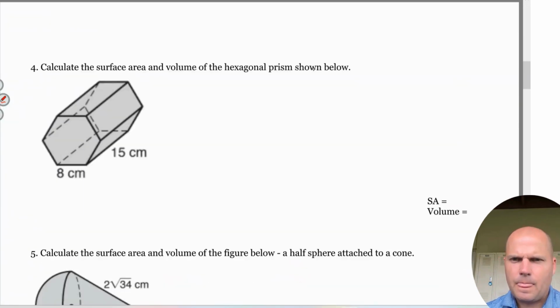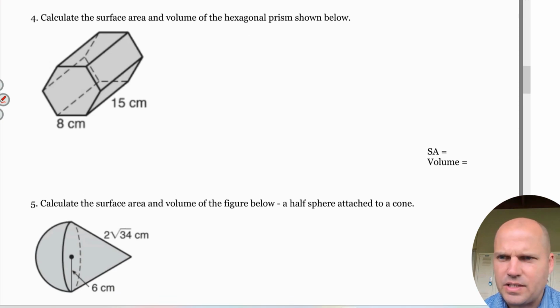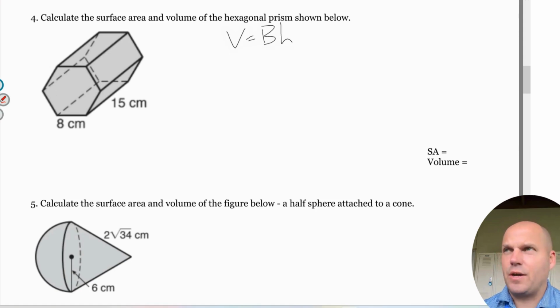Next. All right. Again, this is a prism. The volume will be the area of the base times the height. Well, we got to understand what the base is. The base is not a rectangle, guys. The base is hexagons. 2 hexagons, okay? Connected by rectangles. So we got to find the area of this hexagon.